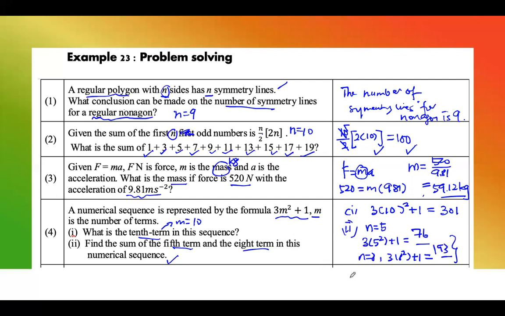Therefore, the answer for 2 is the sum of the 5th term and the 8th term. So you're going for science, you're going to learn this. We use T5 plus T8, which is equivalent to 76 plus 193. So you get 269. The symbol for term here is T. So T8, and this one is T5. Add them together. So this is question number 4, problem solving.